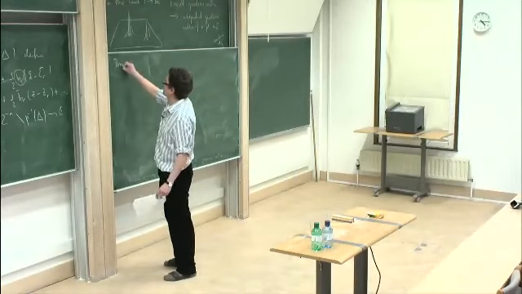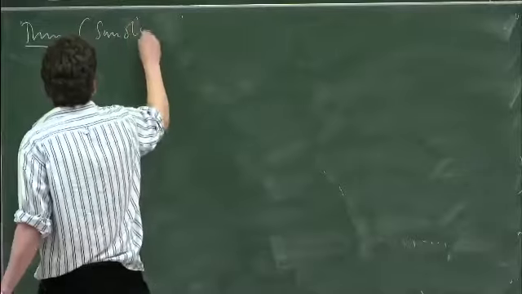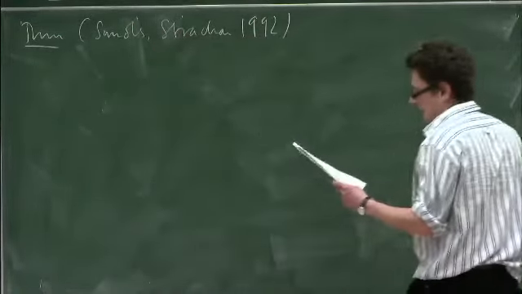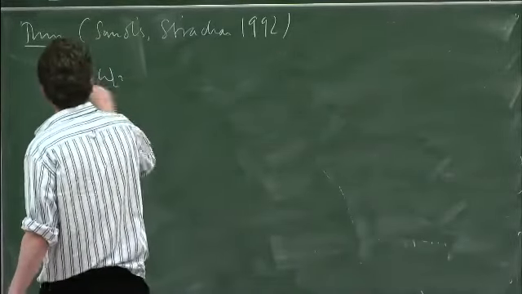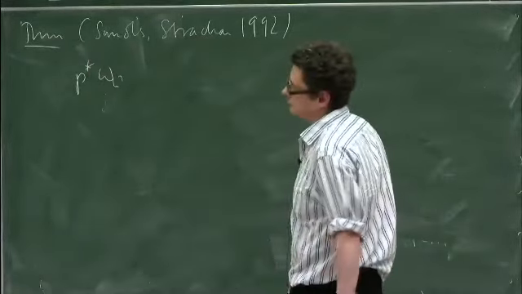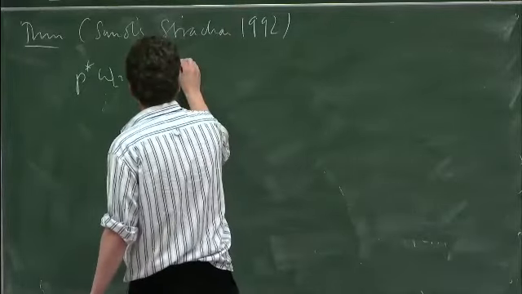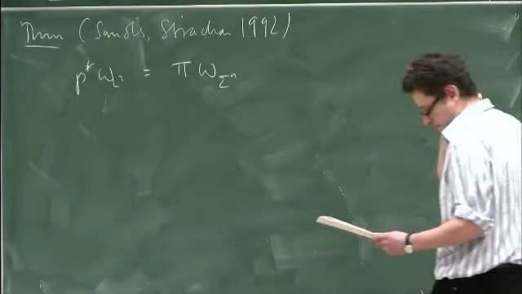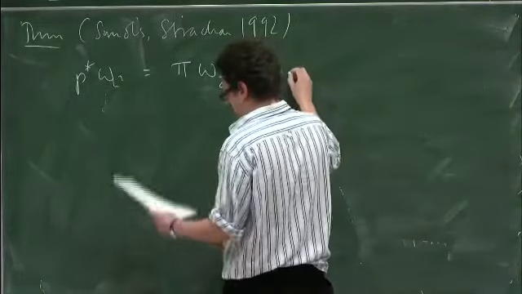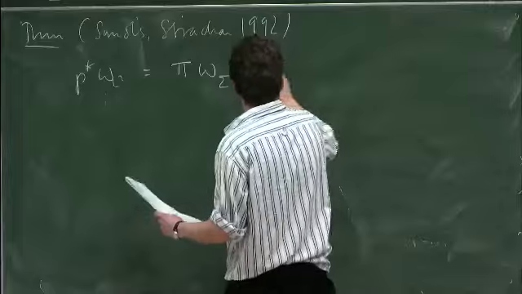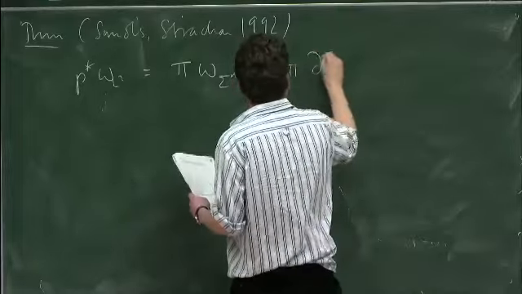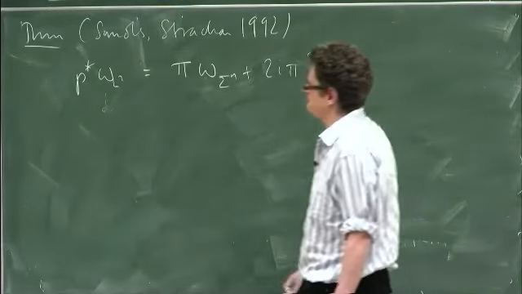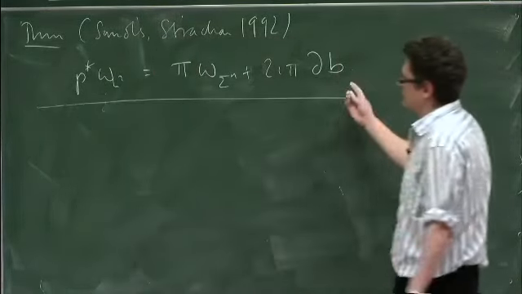Okay, so the following is a theorem of Samols and Strachan from 1992, and it says the following. If I consider the pullback by this projection of the Kähler form, then this is precisely pi times the obvious Kähler form on sigma^n plus i pi, and I can't help feeling there should be a 2 there, so I'm going to put one in, dV. Okay. So this is very nice, right? This looks like quite an explicit formula.